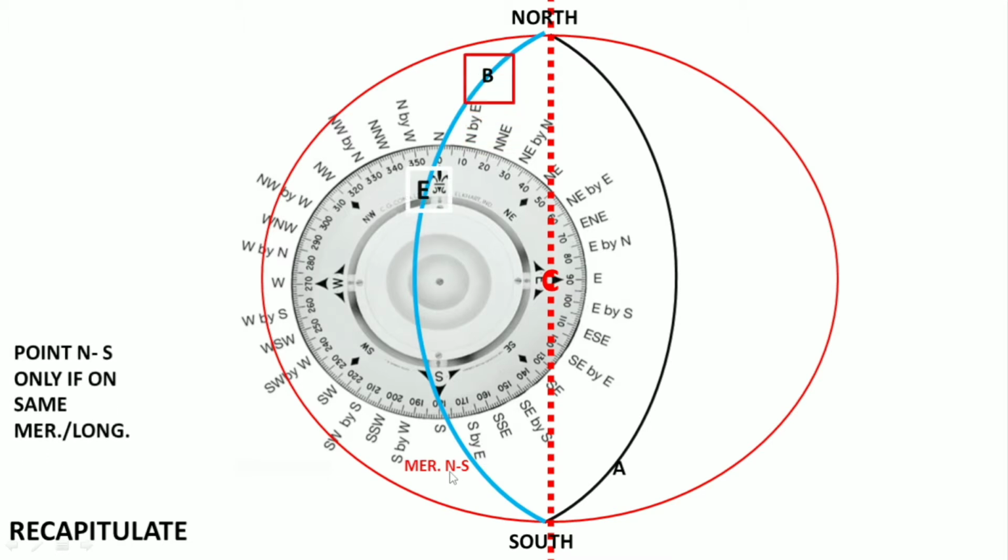Two points can be north and south of each other only if they are on the same meridian. If they are on different meridians, then they can never be north and south. Now the course, if you are sailing along these meridians, will be either 000 or 180, depending upon which way you are going, north or south. As you can see here, it is moving along the meridian. So when you are sailing along north and south, you are maintaining your meridian. You continue to be on the same longitude.